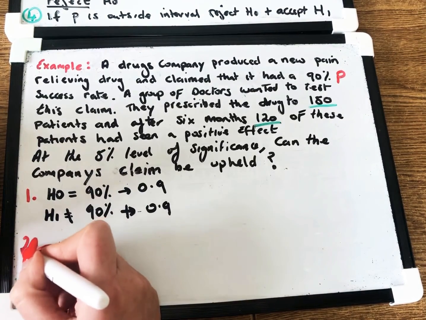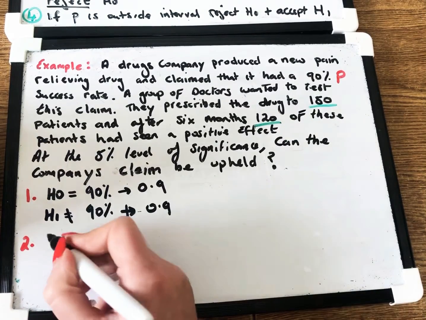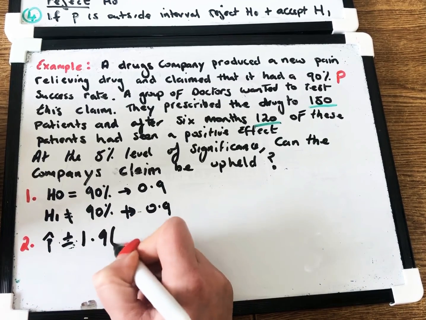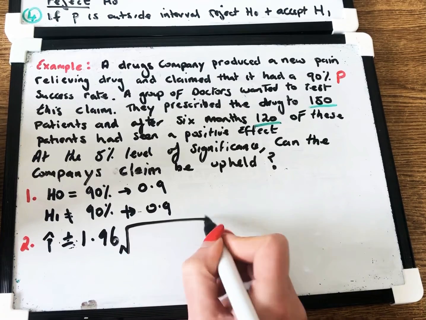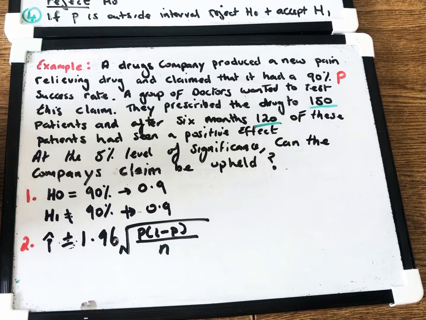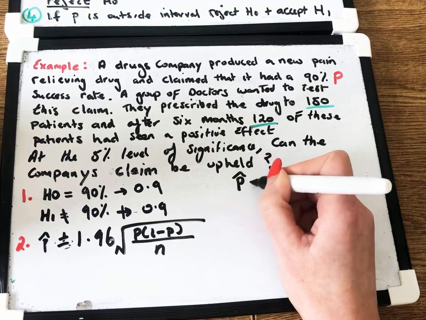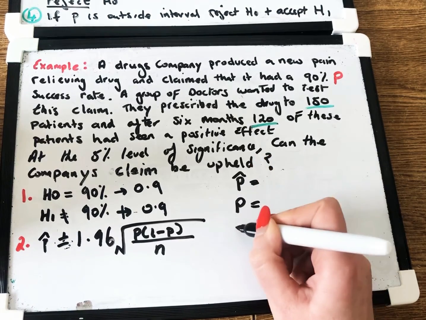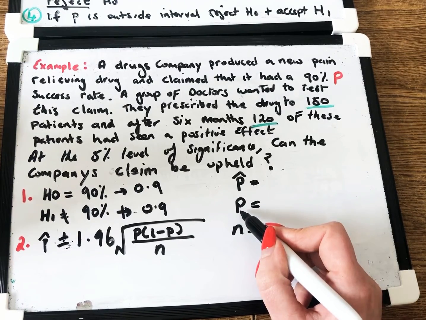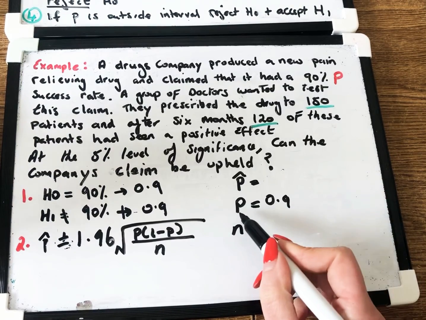Next, let's write out our formula for our population proportion, the 95% confidence interval one. So the p hat plus or minus 1.96, we have the square root of p(1 minus p) all over n. Next, we're going to identify our p hat, our p-value, and our n-value. So this is our population proportion, which is 90%. So we'll keep that as 0.9. Let's change it all to decimal. So the population proportion is 0.9.